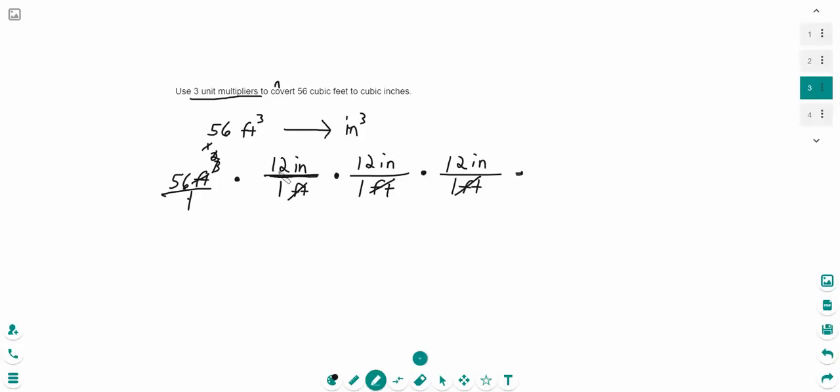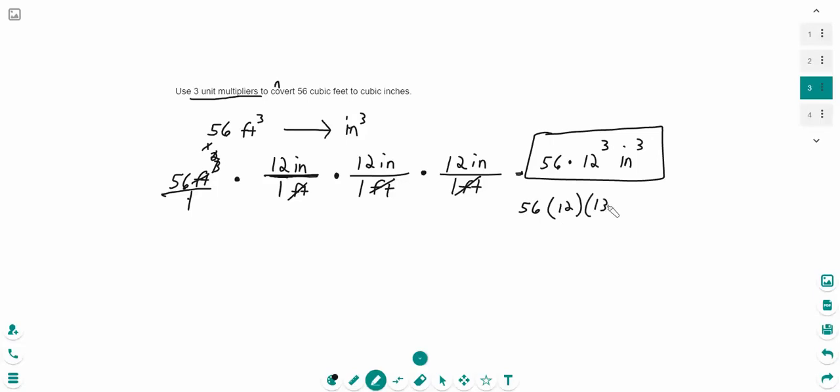And then we're ready to multiply our numerator, which is going to be 56 times 12. And I'm just going to say 12 raised to the 3, because there's 3 of them. Times 12 raised to the 3, and I guess I won't put it over anything. It's just inches cubed. So this would be my solution. Now you could have written that, I think, the way you've been writing it, which is totally fine. We multiply this by 12 three times inches cubed. That's acceptable as well.